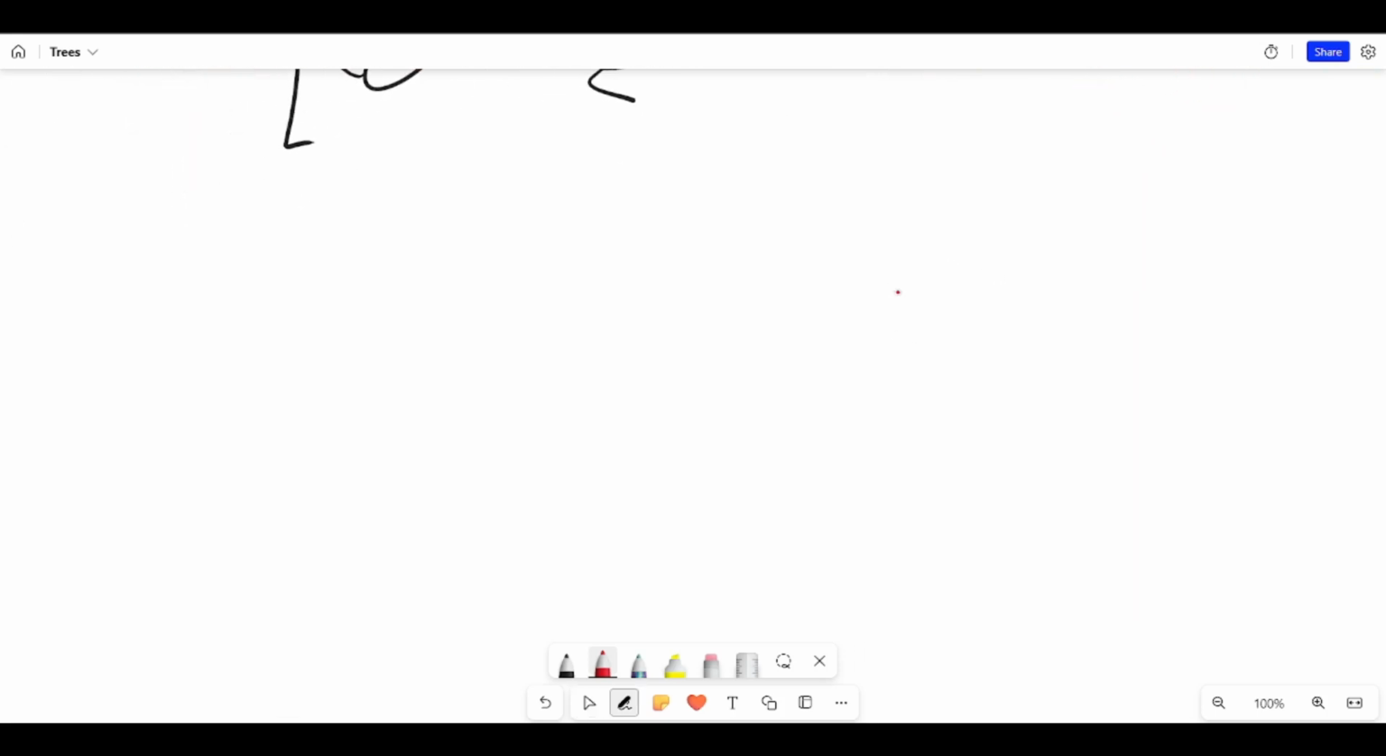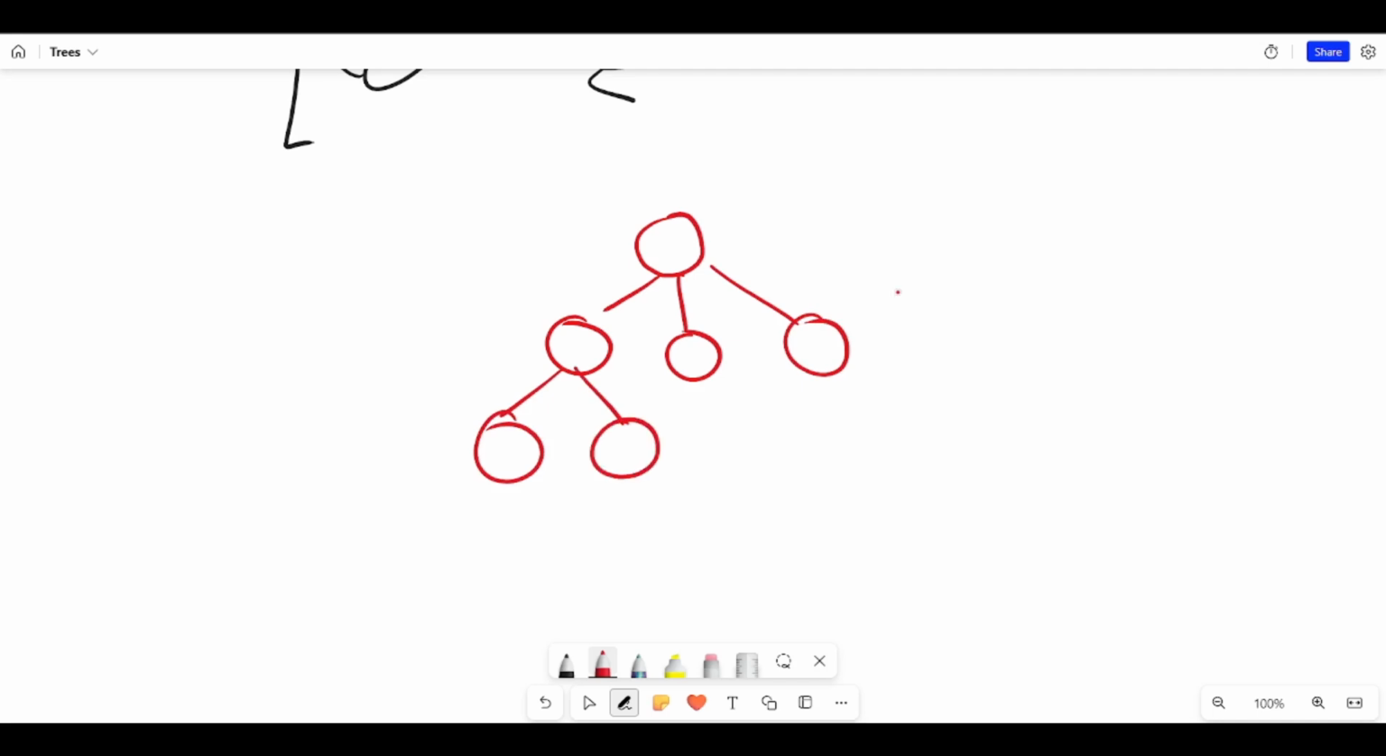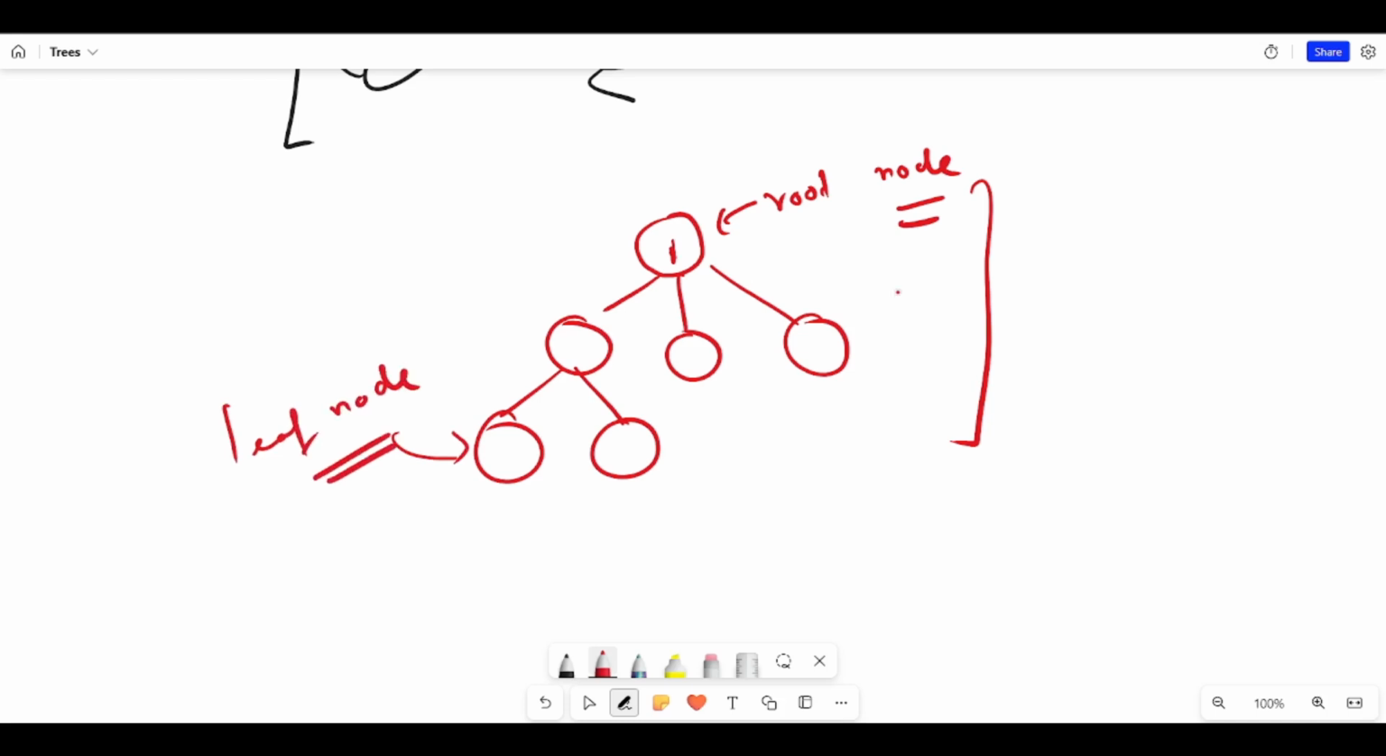Let's discuss some terminologies of a tree. So let's first draw a tree. Okay, so this is a typical tree. This is the root node. The node at the top of the hierarchy is basically the root node. This is the leaf node. The node at the lowest level of hierarchy is the leaf node.